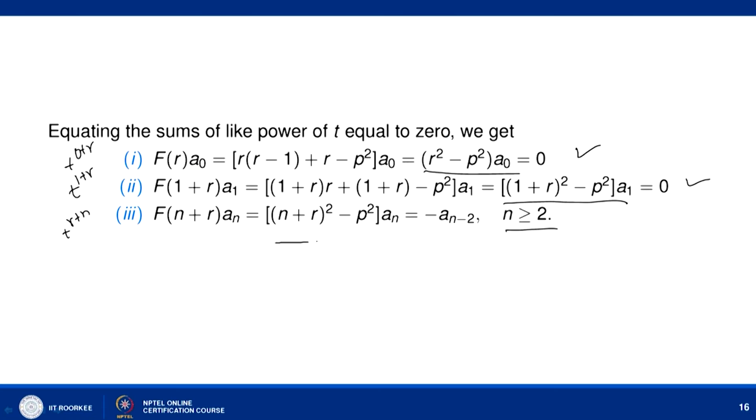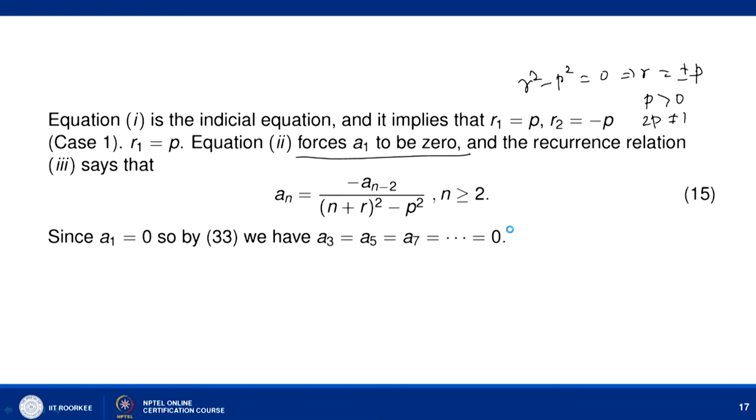And if you look at the recurrence relation, this will give you the values of an in terms of an minus 2. So you can write an as minus an minus 2 divided by (n plus r) whole square minus p square, that is, this expression is valid for n greater than or equal to 2, and in this case your r is equal to p. So an is given as minus an minus 2 divided by (n plus p) whole square minus p square, and we can observe here, since a naught is non-zero and a1 is equal to 0.